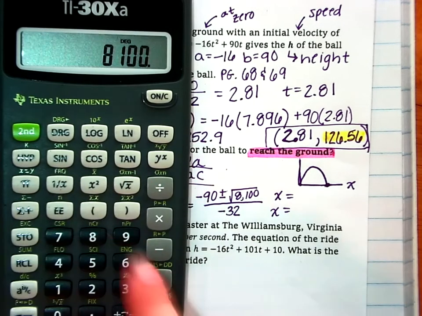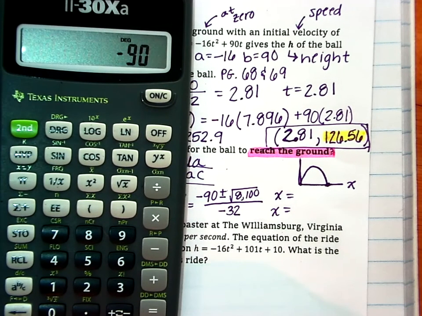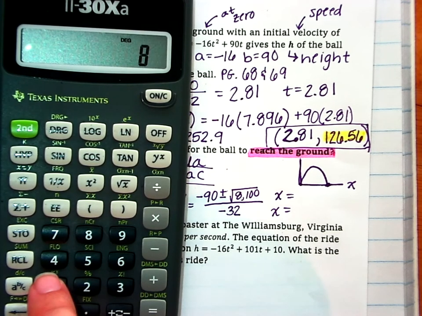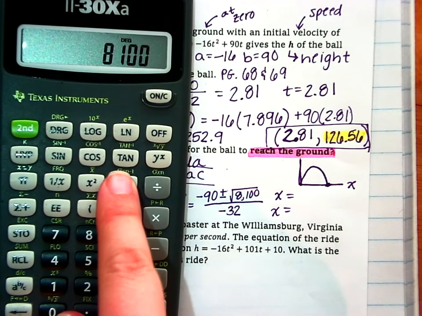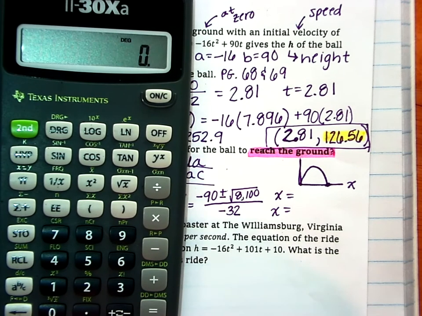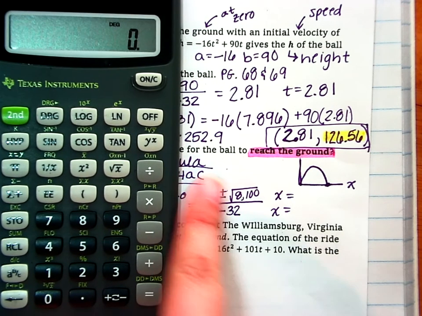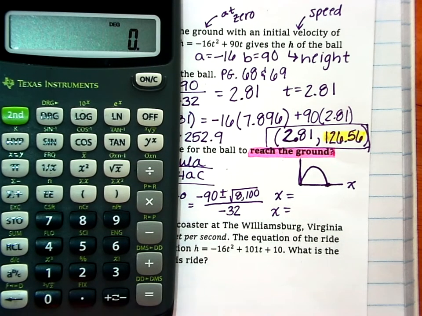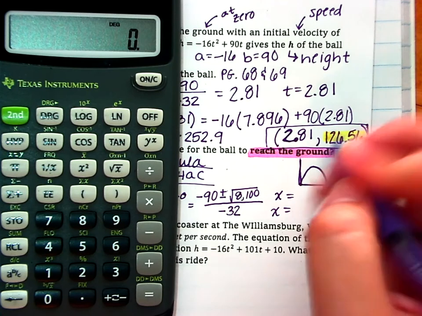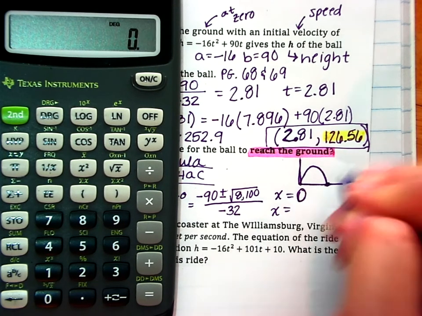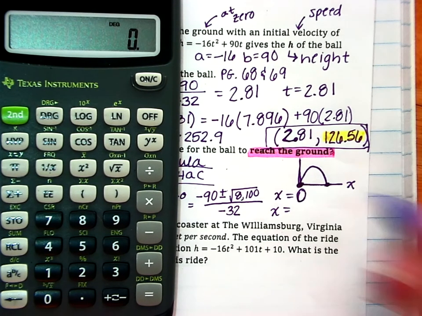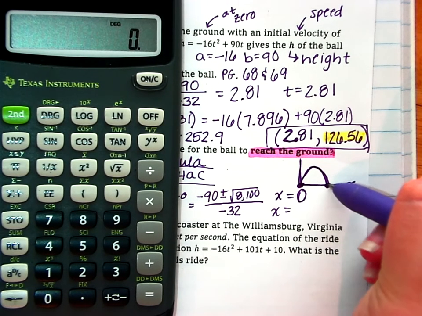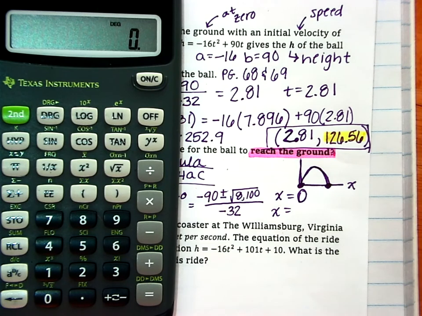All right, so we have to hit 90, negative, plus 8,100 square root equals, okay, that gave us 0, divided by 32 negative is still 0. So one of these answers is 0 because that is one of our x-intercepts. That's where the ball started. Now we need to figure out where the ball ended. How many seconds did it take for the ball to reach the ground?